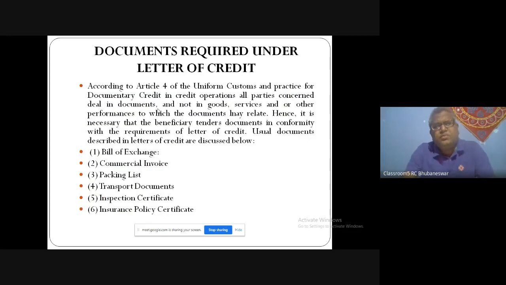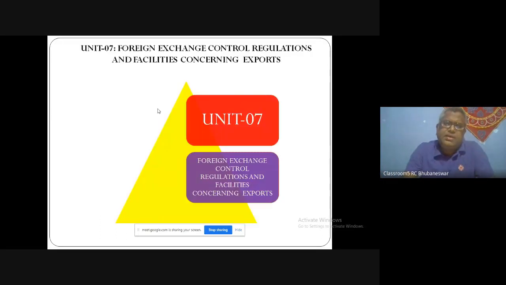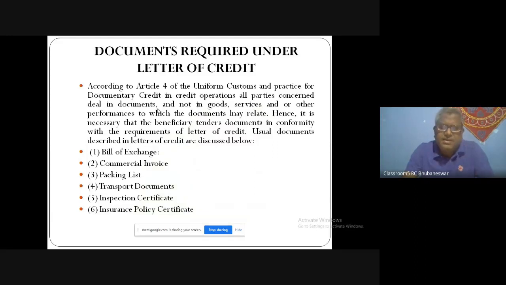My dear students, if you talk about letter of credit, there is one rule, called the Uniform Customs and Practice for Documentary Credits. What does it mean? A letter of credit is not only evidence of a document, it is also an agreement. There are documents such as the bill of exchange, commercial invoice, packing list, transport document, inspection and insurance policy. Within the letter of credit, these documents should be attached, and only then can the bank act as a middleman through which the goods can be sent to the importer or buyer.